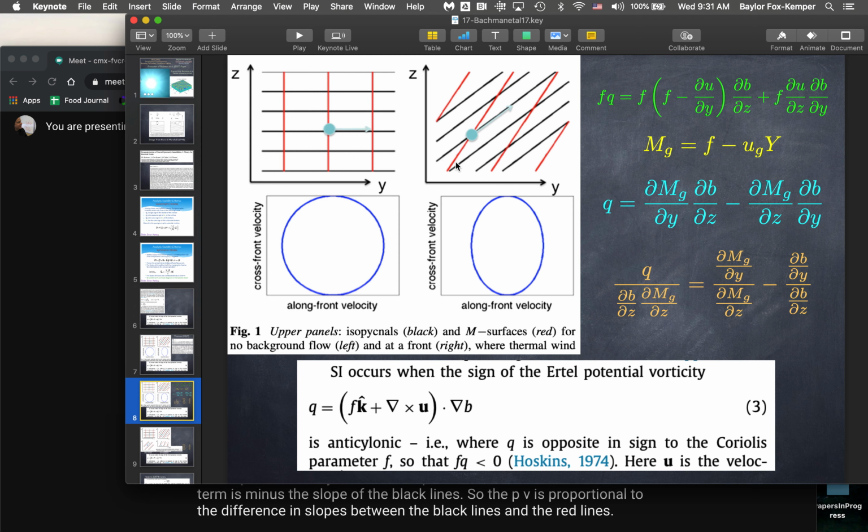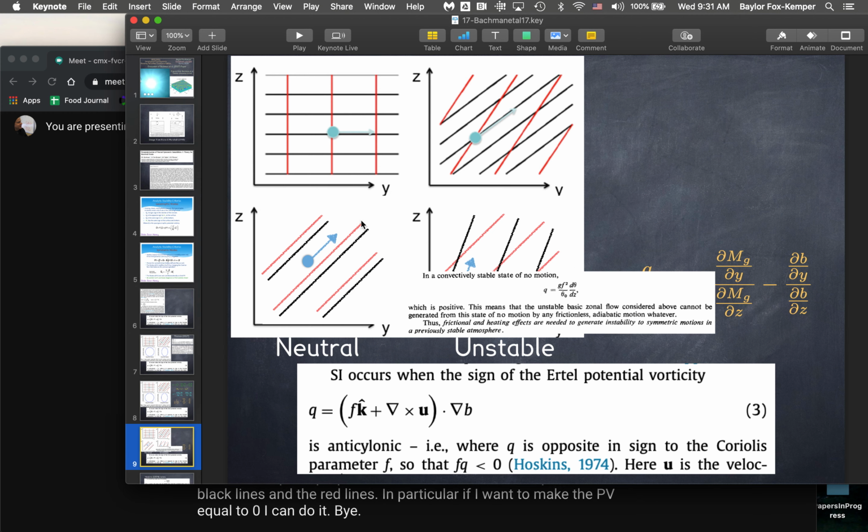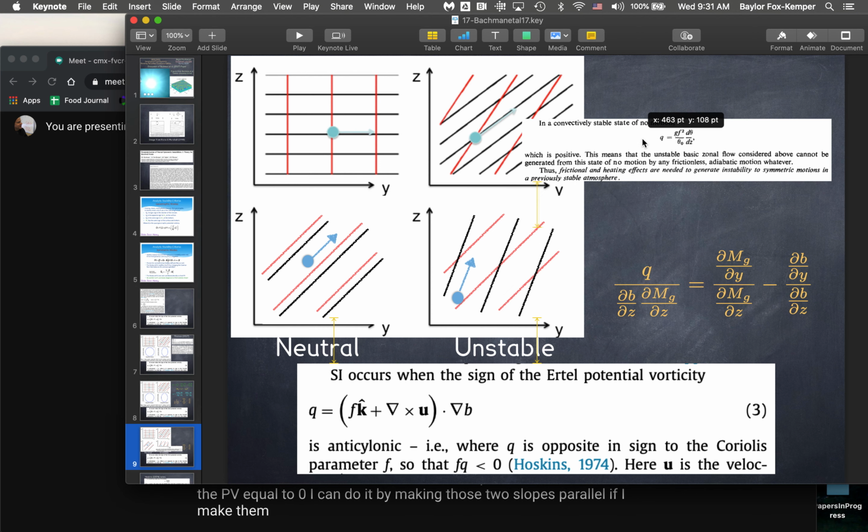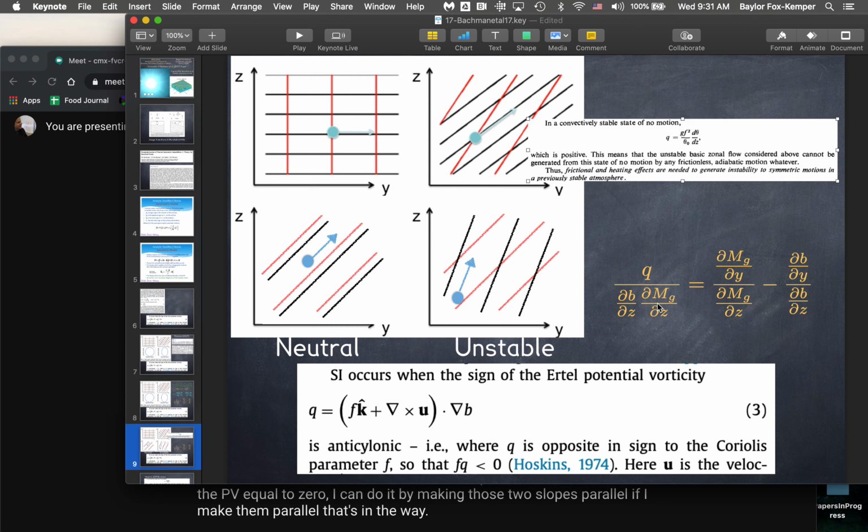In particular, if I want to make the PV equal to 0, I can do it by making those two slopes parallel. If I make them parallel, then I get the PV equals 0 because this term is exactly as big as this term, so that equals 0. There are these other scale factors, but the PV itself would be 0 in that case.